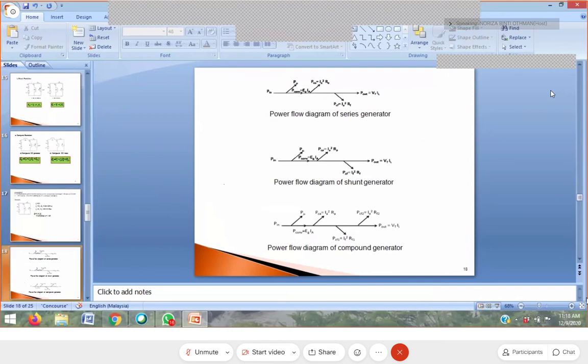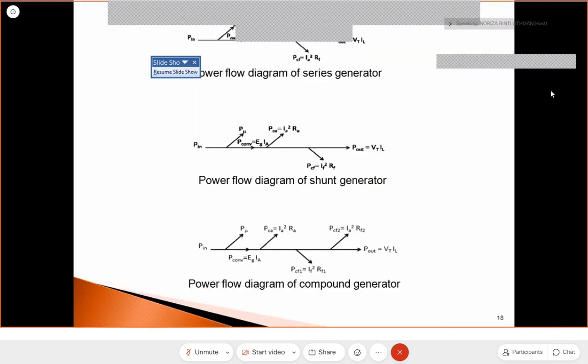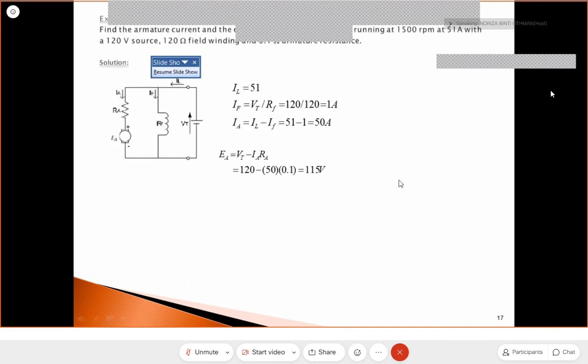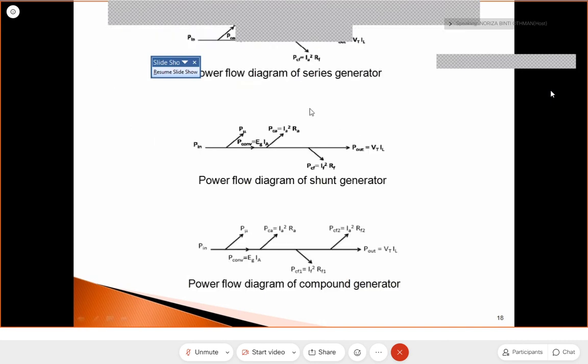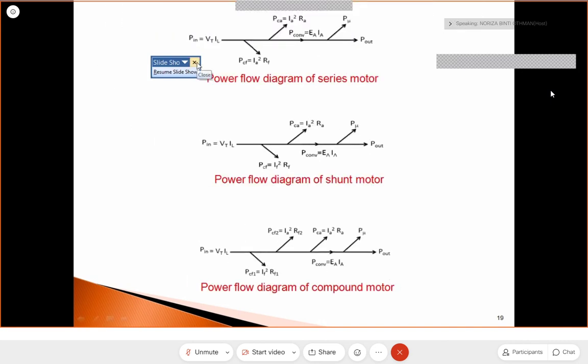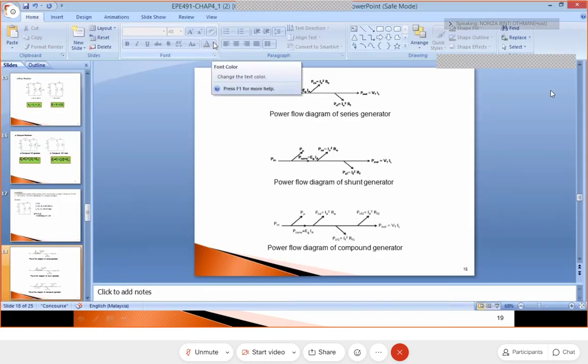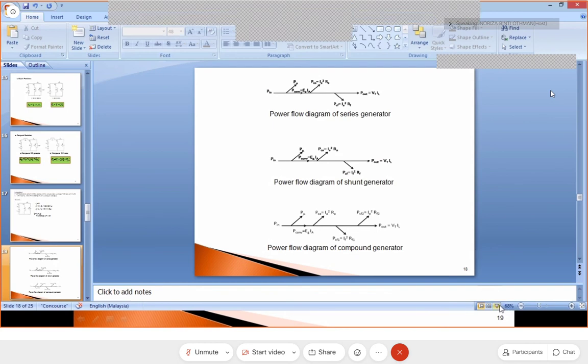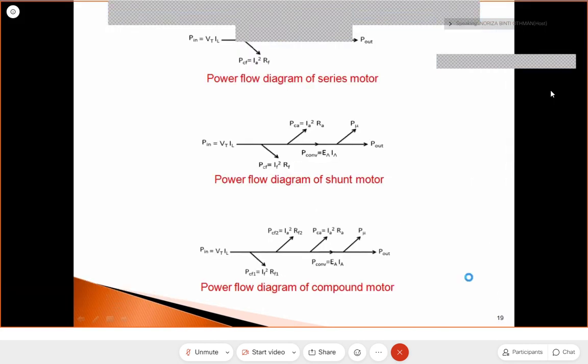Ini adalah power flow. Ini kita panggil power flow. Okay, power flow diagram. Yang mana flow. Okay. Power flow ni dia kita kira daripada dia start, start lah daripada input ni, daripada input sampai ke output.